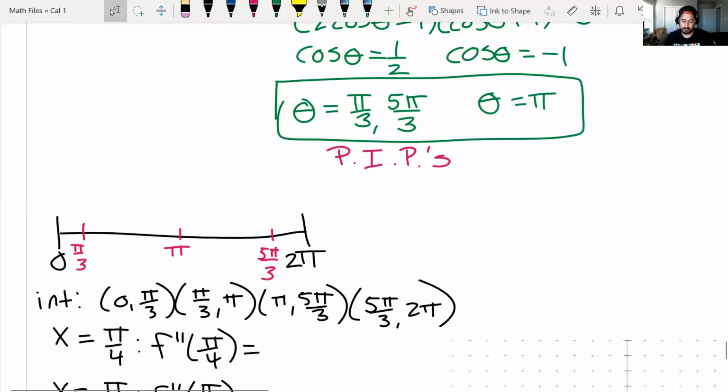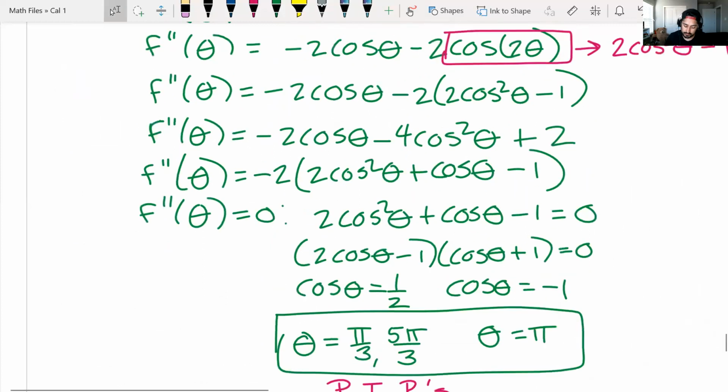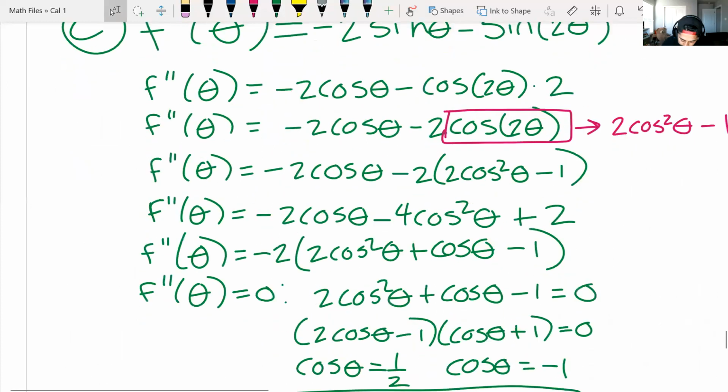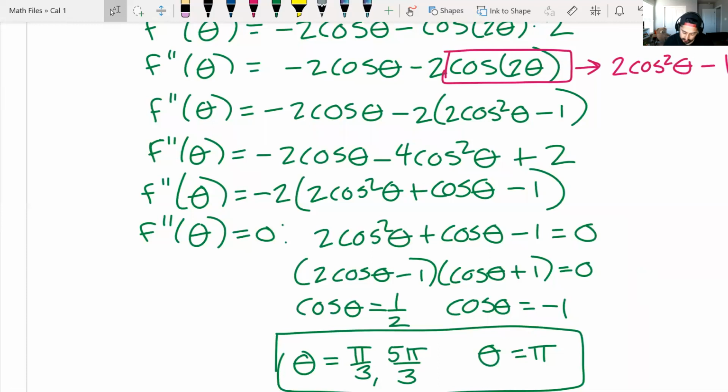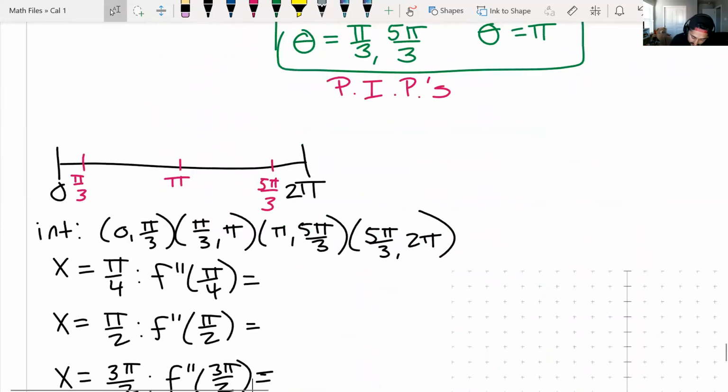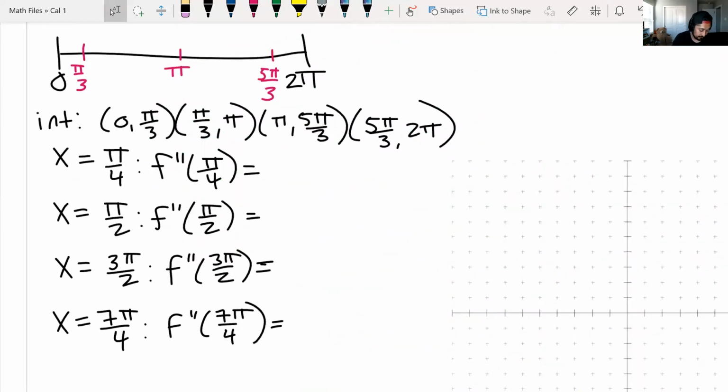Which means, let's look at our second derivative, which is right where we're at. Make sure you include the -2 on there. So if I plug this into my second derivative, -2 cosine x minus 4 cosine x squared plus 2. Enter, enter, enter, enter. And if I'm plugging these in, let's see.